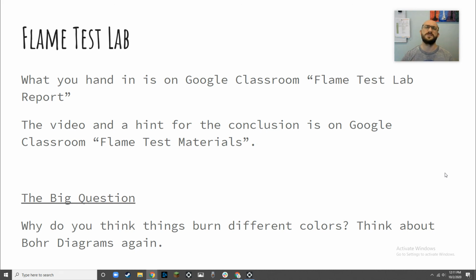The big question for this lab, the thing that we want to figure out is, why do things burn different colors? Think about fireworks. Why are some fireworks blue, some green, some red, some white? That's because they're burning something that burns that color. Why do things burn different colors? And what things burn what colors? That is what this lab is about. It's a good one, so once we get back into the classroom, chances are we'll do this one again in person because it's awesome.